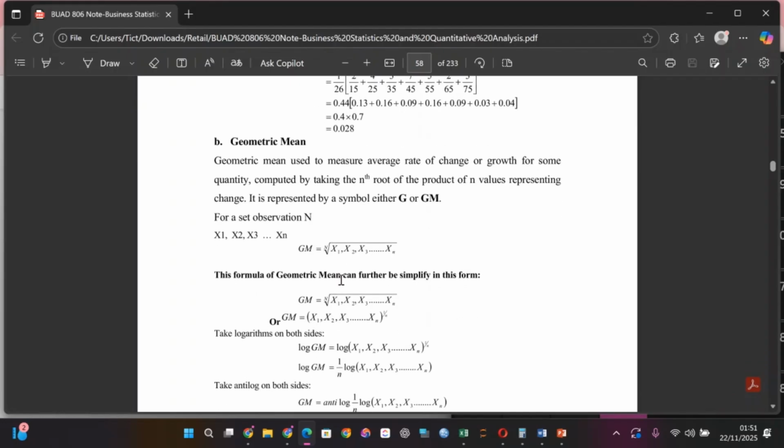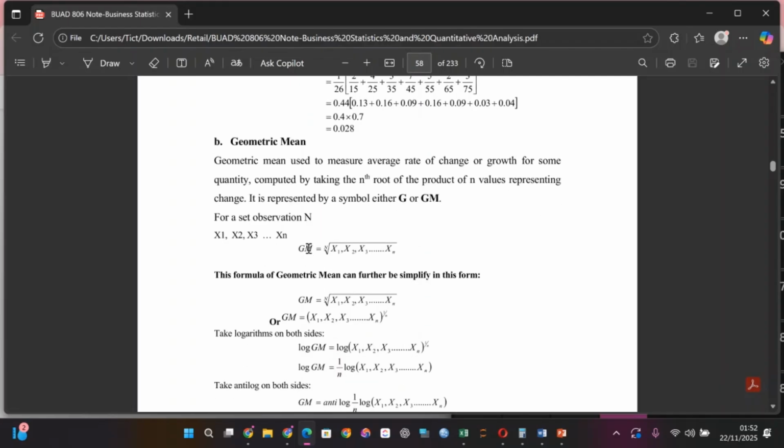One of the means is also the geometric mean. They said the geometric mean is used to measure the average rate of change of growth for some quantity, computed by taking the nth root of the product of n values representing change. It is represented by the symbol G or GM, for geometric mean.